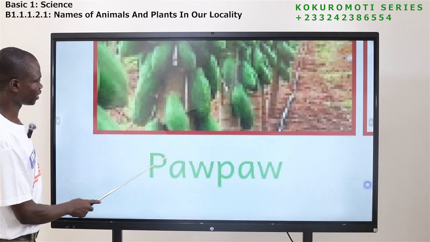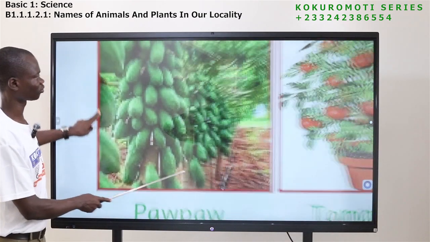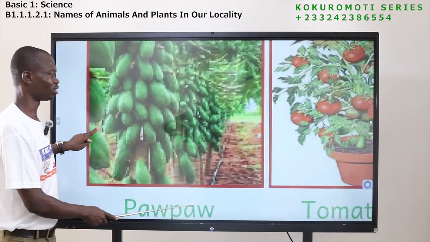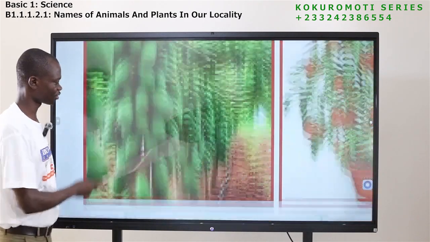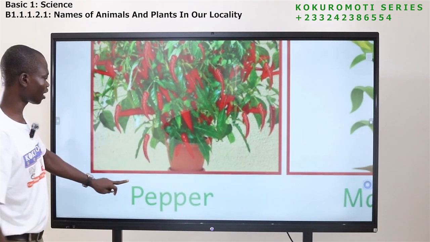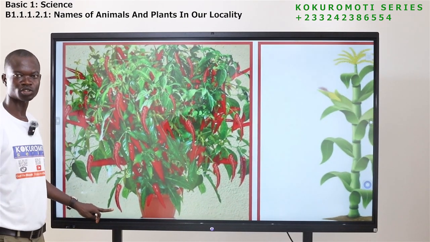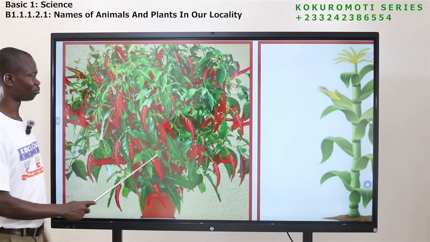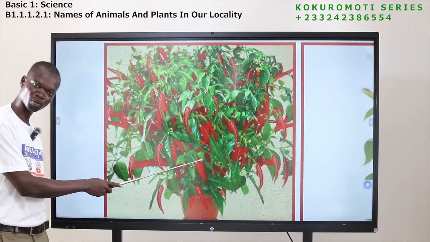We have this one here, pawpaw. We call this pawpaw. The local name is bofre. Now we have this pepper. Pepper is also called what? Moko or meko.